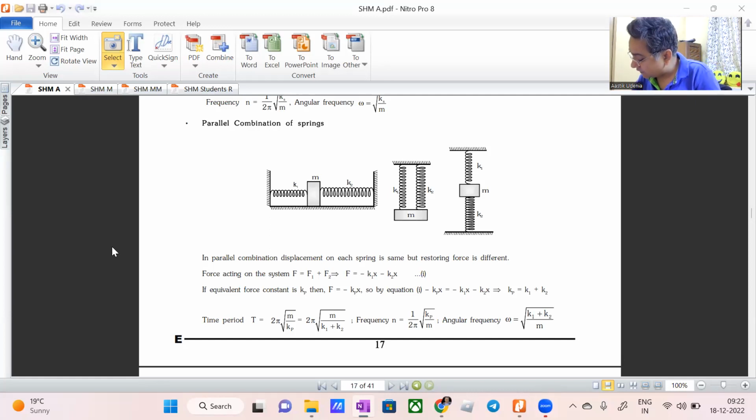So this F could be written as K effective multiplied by X. This will again be equal to K1 multiplied by X. This would again be equal to K2 multiplied by X. What am I writing here? I lost my thing. F can be written as K effective multiplied by X. F1 can be written as K1 multiplied by X. F2 can be written as K2 multiplied by X.